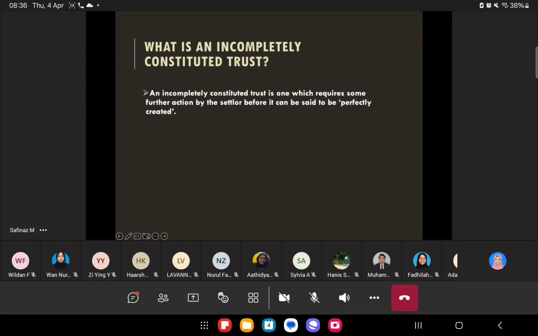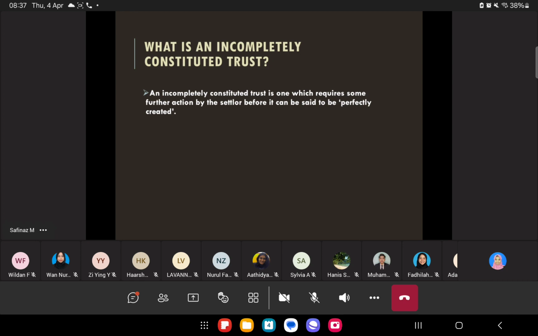An incompletely constituted trust is one which requires some further action by the settlor before it can be said to be perfectly created. So, tadi kita dah lihat apa dia amanah yang lengkap, completely constituted trust. Jadi, apakah pula amanah tidak lengkap? Amanah tidak lengkap ialah apabila you require a certain action lah on the part of the settlor before the transfer could be made. Okay, ataupun there is another step ataupun certain action that the settlor needs to do before it can be said to be perfectly created.